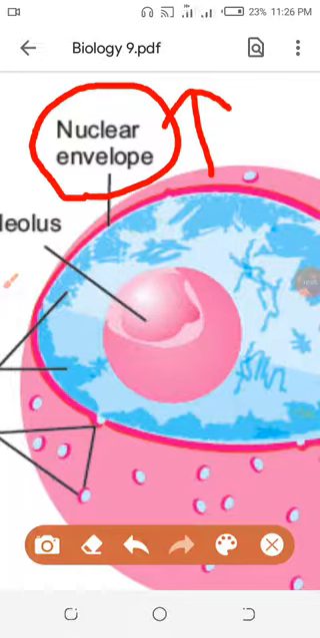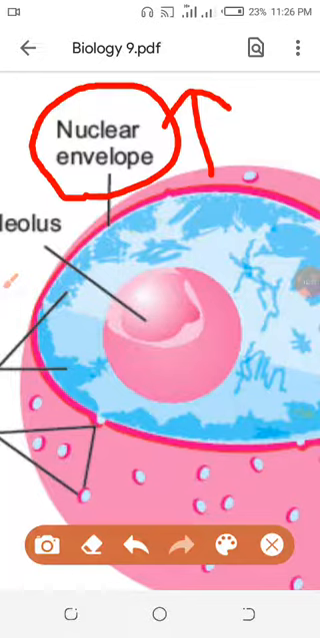What is the name of the cell when the nuclear envelope is present, and the nuclear membrane is present? The eukaryote. When the nuclear envelope is not present, that is called the prokaryote. So two types of cells are present in living things: one is a eukaryote, one is a prokaryote. Eukaryote with the nuclear envelope, the prokaryote without the nuclear envelope, without the nuclear membrane.